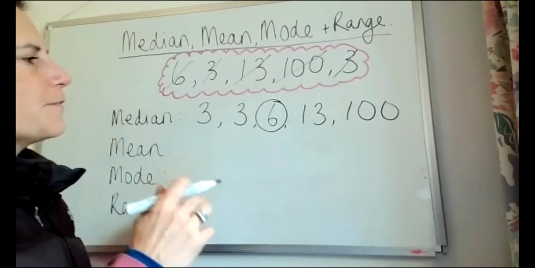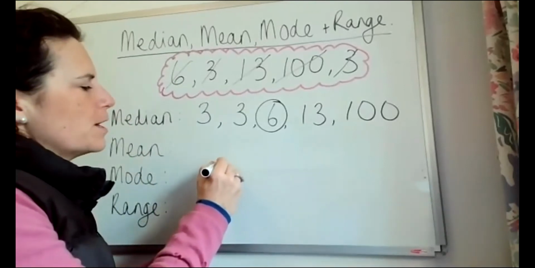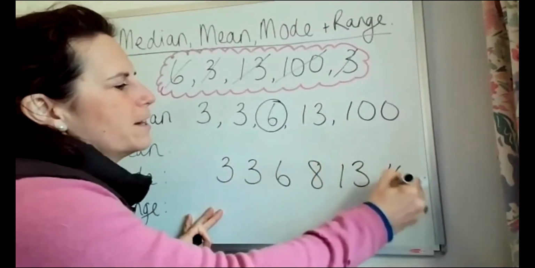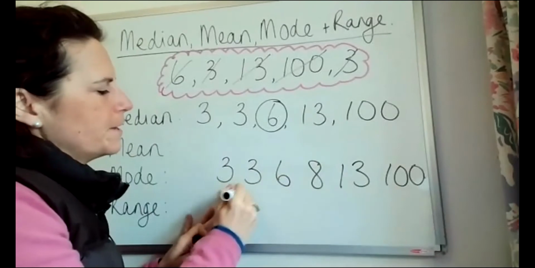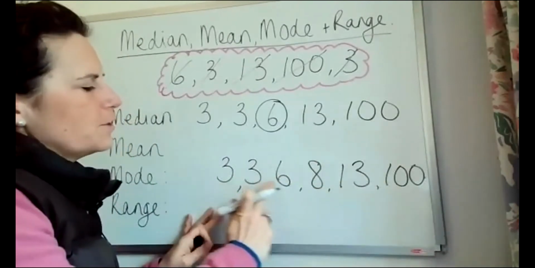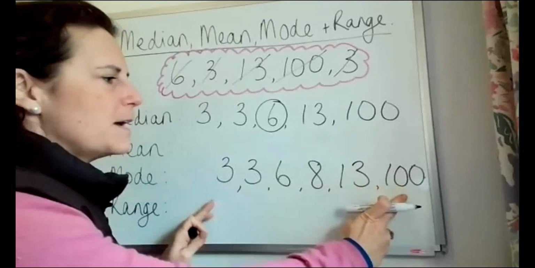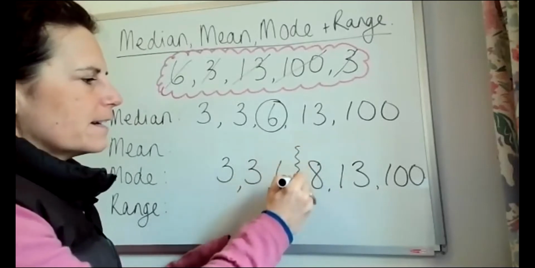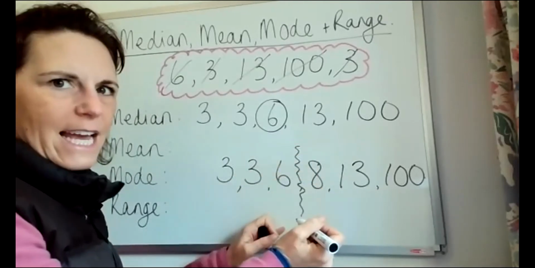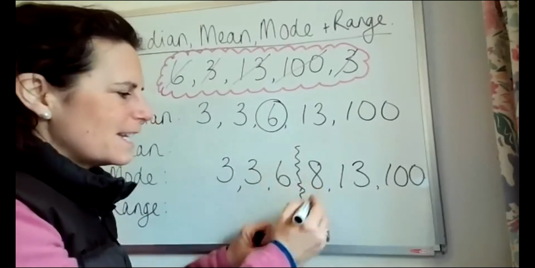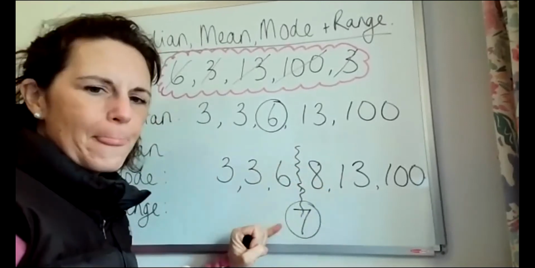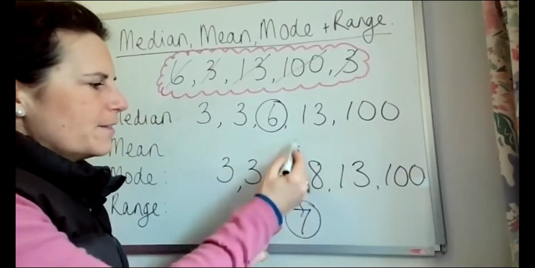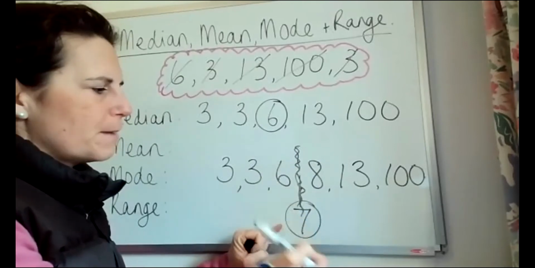Well, let me just give you an example of that. So if my numbers were, let's do 3, 3, 6, 8, 13 and 100. Now I've got, put commas between them so that you can see, 1, 2, 3, 4, 5, 6 different numbers. Counting inwards, my median is here. It's in between the 6 and the 8. And which number is in between 6 and 8? The number is 7. So the median of those numbers is in between the middle 2 numbers, because there's an even number of numbers.